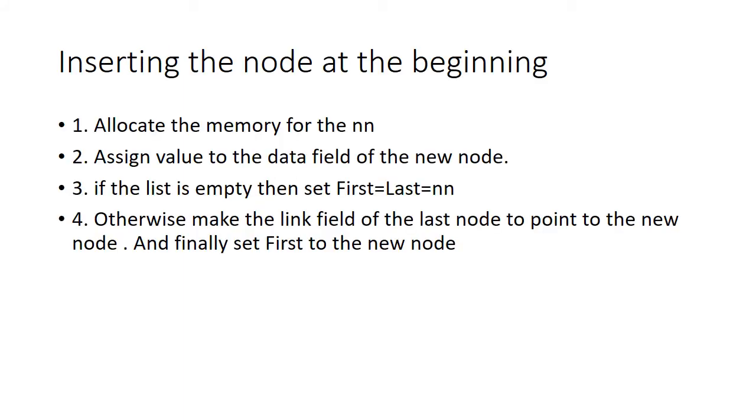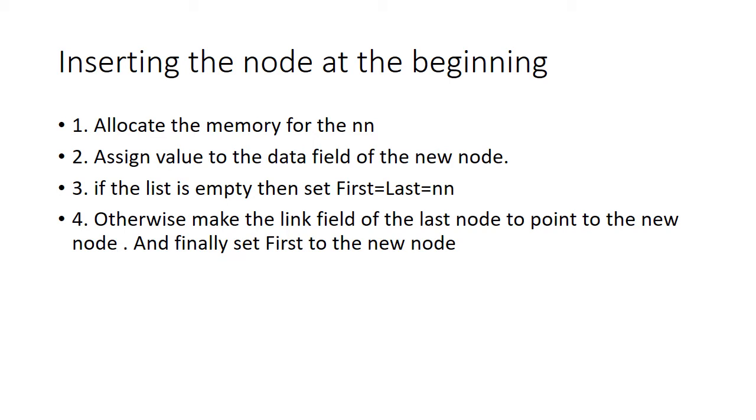Now, the first operation on a circular linked list is inserting a node at the beginning. As I was telling you, the first step to insert a node at the beginning is to allocate a sufficient amount of memory for the new node. We know that a node contains two fields: one is the data field, another is the pointer field. Whatever data you want to insert, you assign it in the data field of the new node. But here we should not make the pointer field of this new node null, in a circular list specifically.